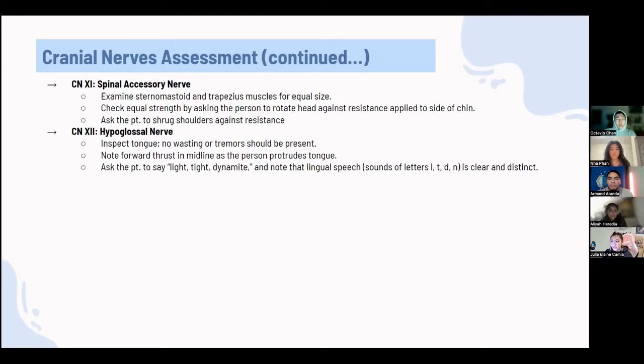And finally, for cranial nerve 12, the hypoglossal nerve, you would inspect the tongue and check for no wasting or tremors. You would also note the forward thrust in the midline as the person protrudes their tongue, and you could ask the person to say words like light, tight, dynamite, and note their lingual speech.